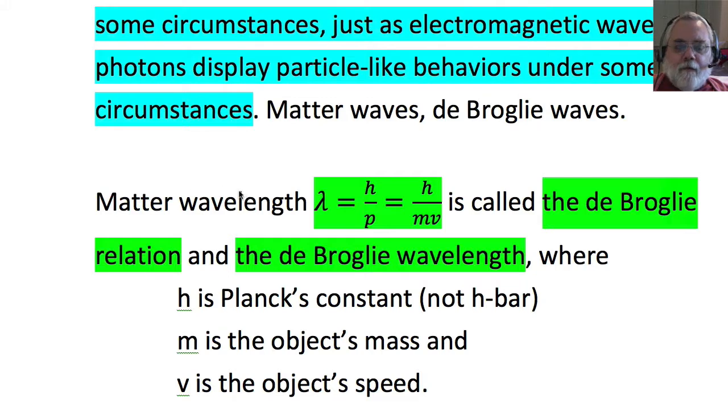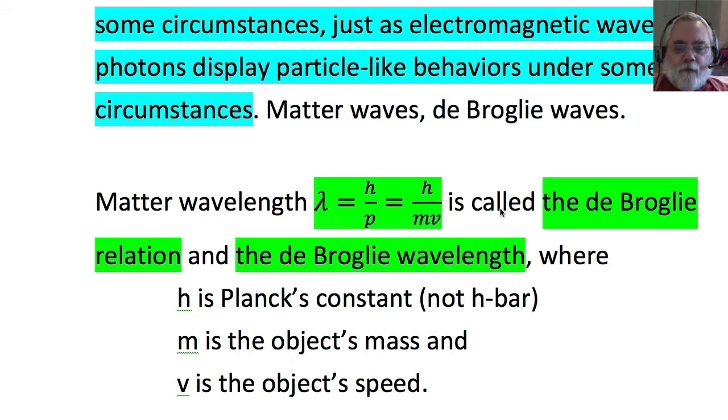For photons, we had that the momentum equals Planck's constant over the wavelength. So de Broglie inverted this to say, for matter, we know its momentum, so let's use that to calculate its wavelength. So the matter wavelength lambda will be Planck's constant over the momentum. So h over mv for a non-relativistic matter particle. De Broglie also addressed relativistic motion. We're not going to worry about that.